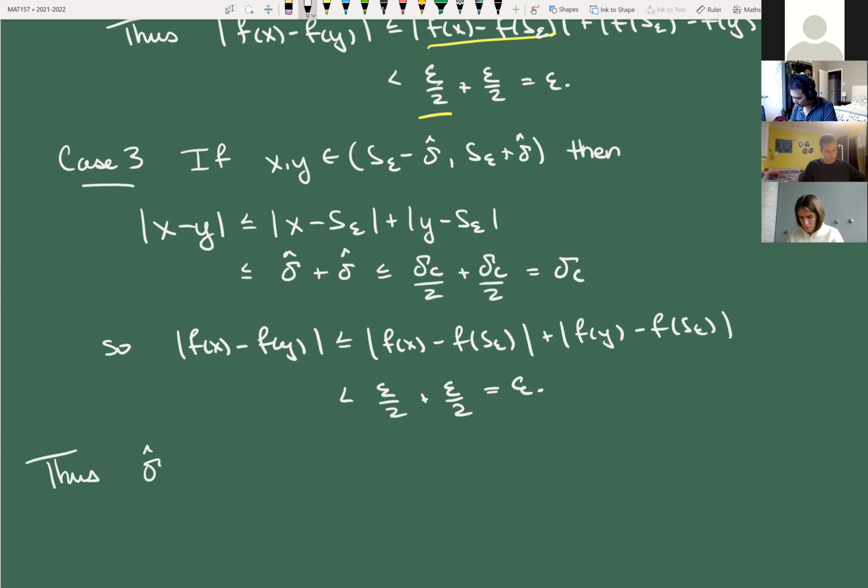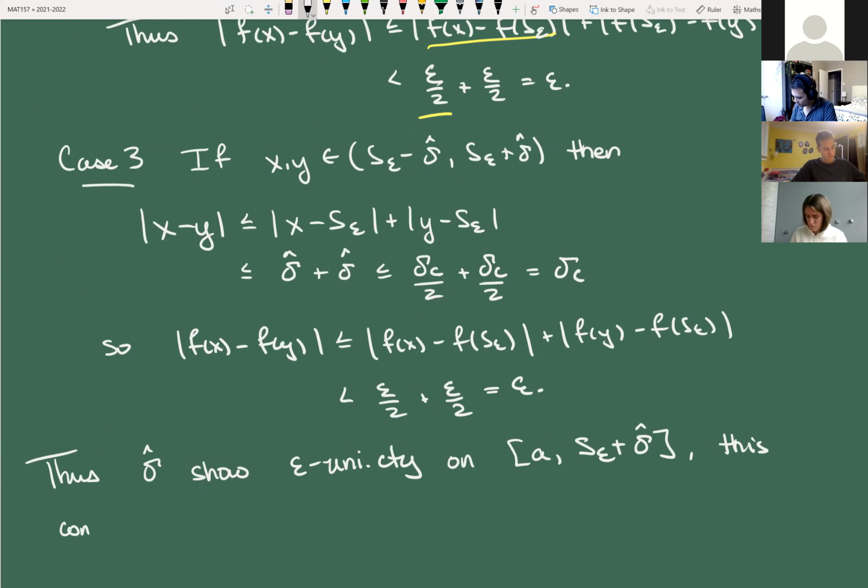Thus, delta hat shows this epsilon uniform continuity on a to s epsilon plus delta hat. And this contradicts the fact that s epsilon was the least upper bound. Actually, it just contradicts the fact that it's an upper bound.